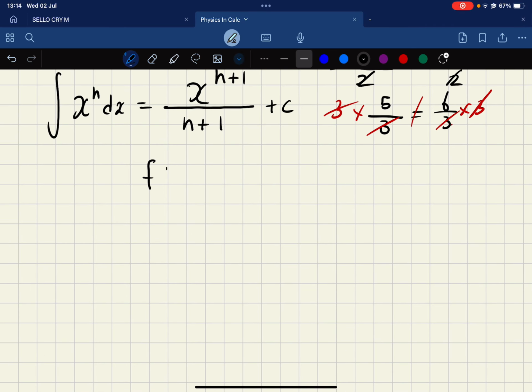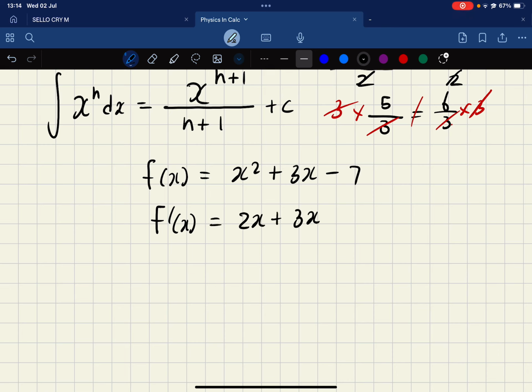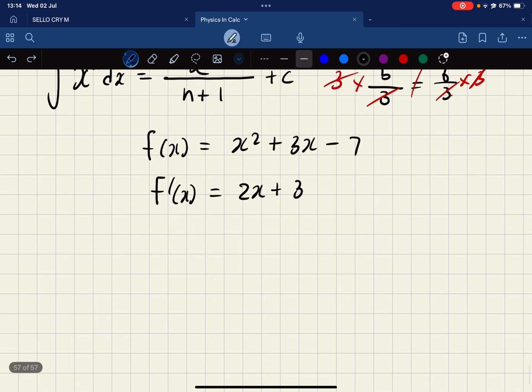We had the function f of x equal to x squared plus 3x minus 7. Then when we derive that function, we get what? We get 2x plus 3. Understand? So now let's try to move from here to here. We're going to do what? To integrate. We want the integral of 2x plus 3 with respect to x.